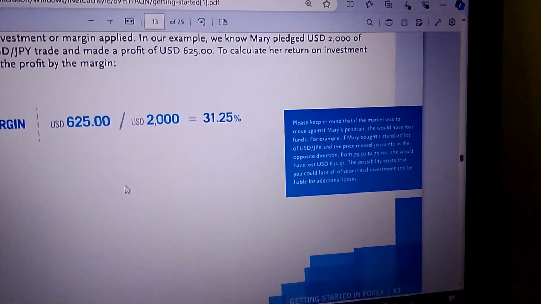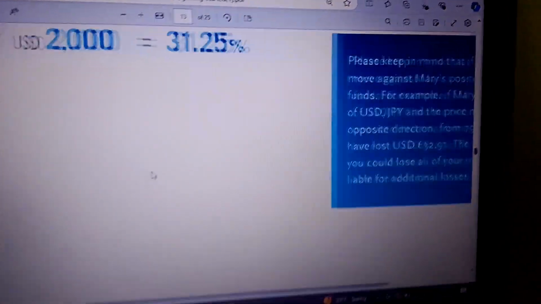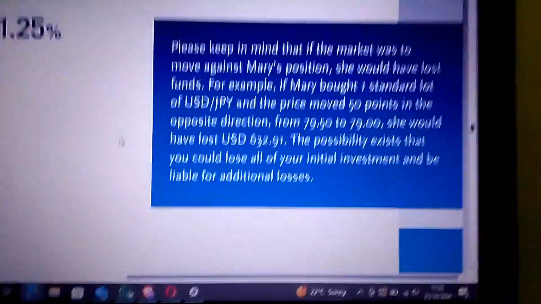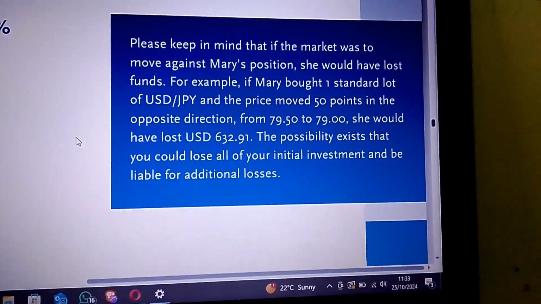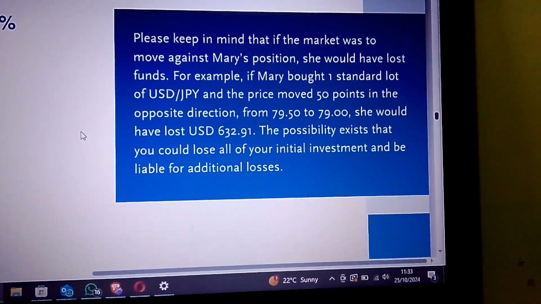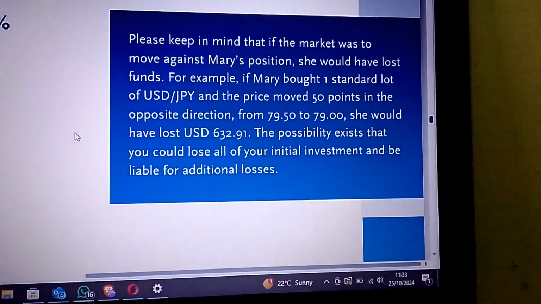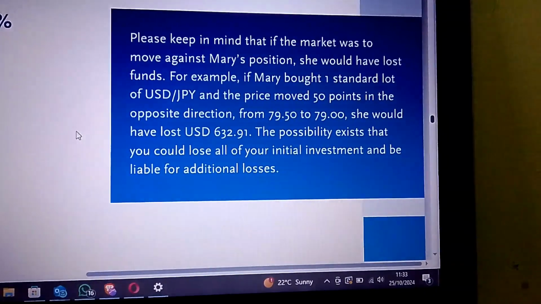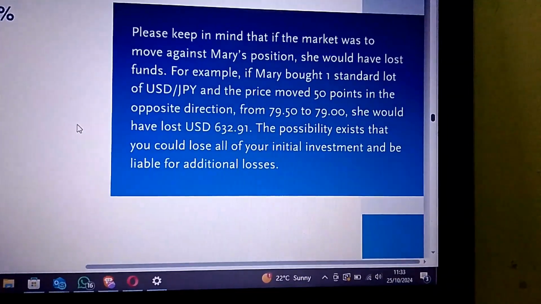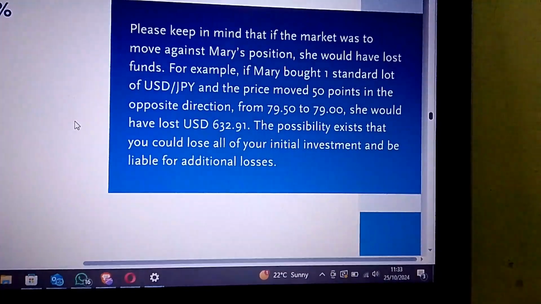Okay, just something else that's important here. Let me just enlarge that and show you this part. So let's keep in mind that if the market was to move against Mary's position, she would have lost funds. For example, if Mary bought one standard lot and the price moved 50 points in the opposite direction, from 79.5 to 79, she would have lost $632.91. So we can just do a simple calculation of that and see if we got it right.